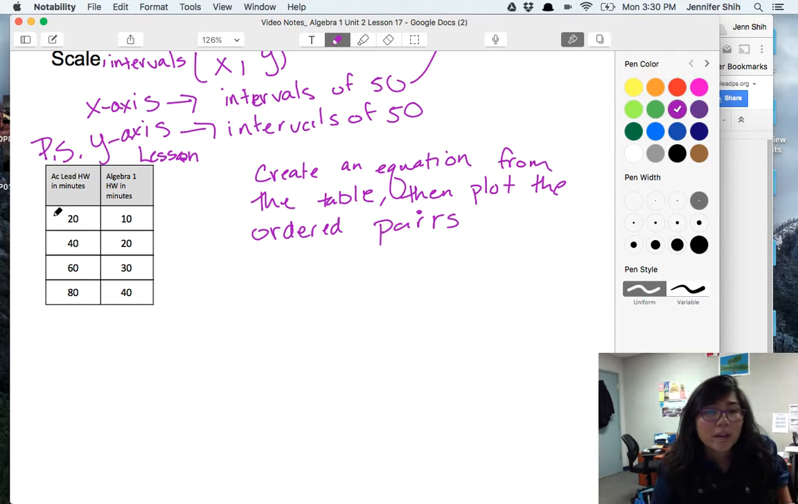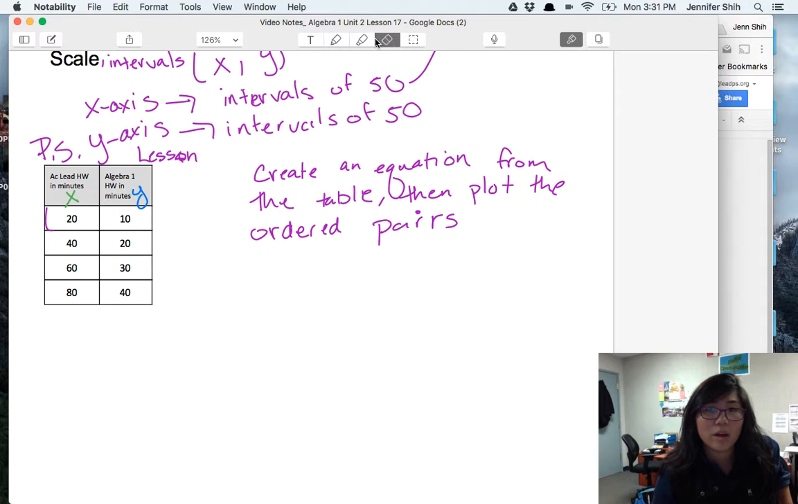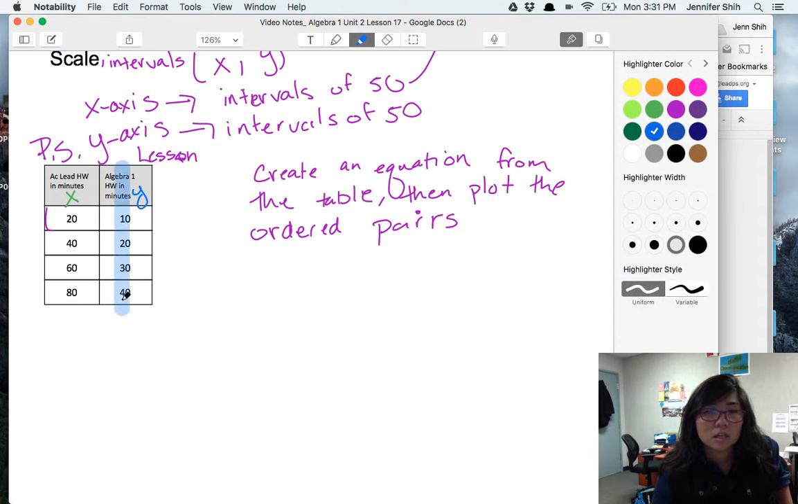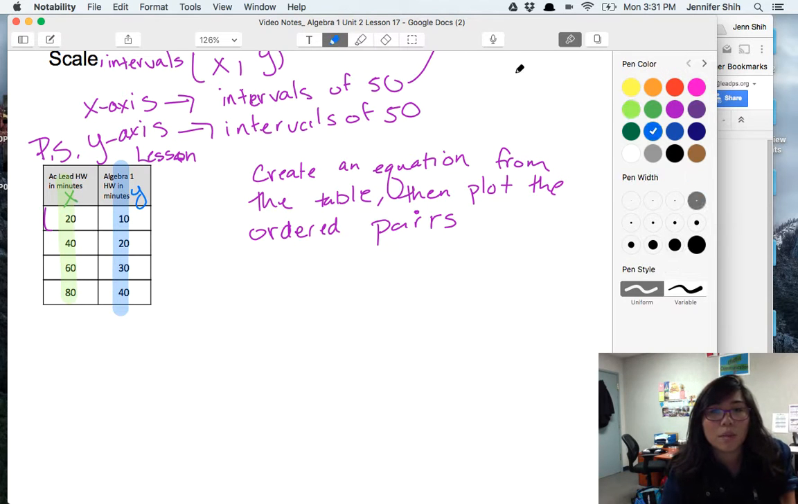Now, the ordered pairs: all of these are going to be your x values, and all of these are going to be your y values. All these are your y values here, and your x values are all going to be these. So your ordered pair is going to be 20, 10, 40, 20, 60, 30, 80, 40. That's how I think of each of these as ordered pairs. They're going to become coordinate points.